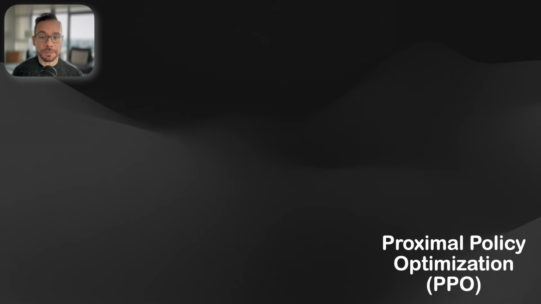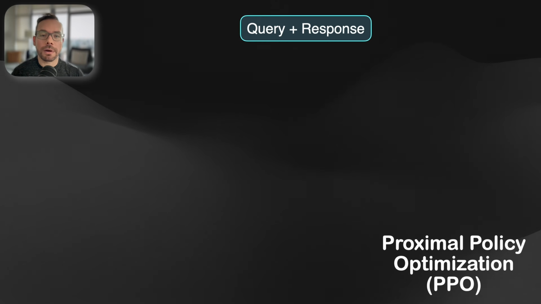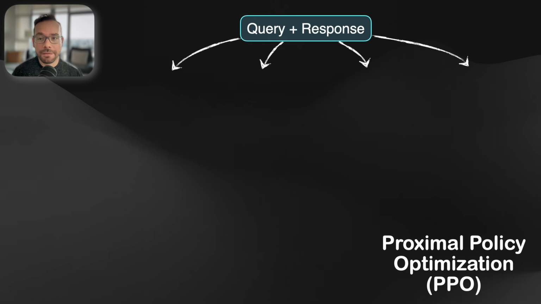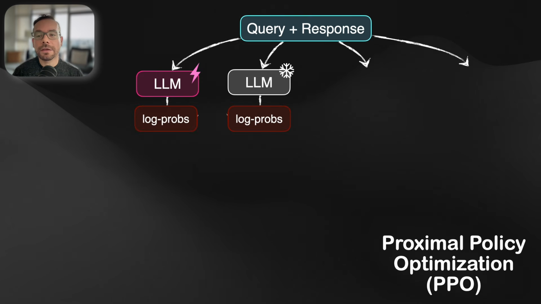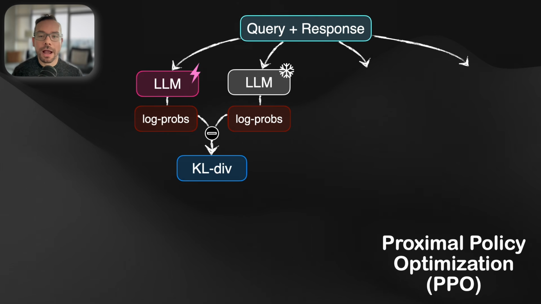Now let's look under the hood at what happens during a single training step of PPO. Once our active model generates a response, we take that completed query plus response pair and feed it simultaneously into four models in the memory. First, we run it through our active model, the trainable actor, and our frozen reference model. By comparing their token log probabilities, we calculate the KL divergence, which tells us how far our active policy or model is drifting from its baseline.